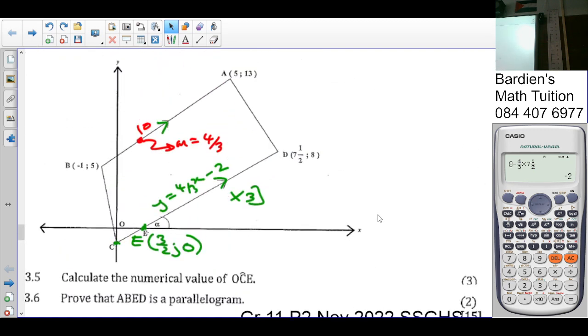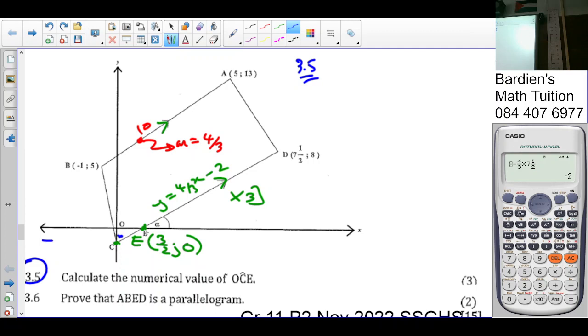Okay, let's just finish this up quickly. 3.5. Calculate the numerical value of OCE. So, OCE. This angle here they want you to calculate, not so?